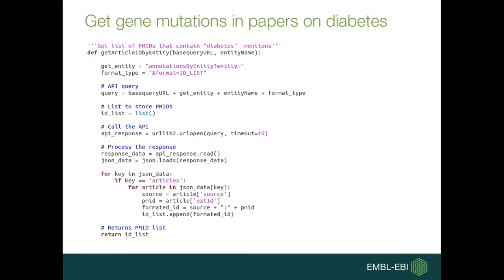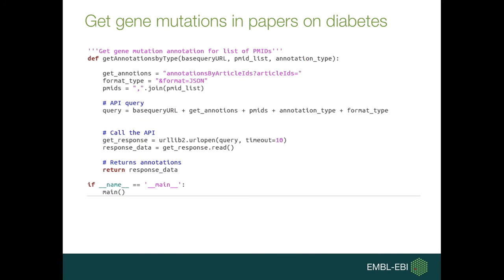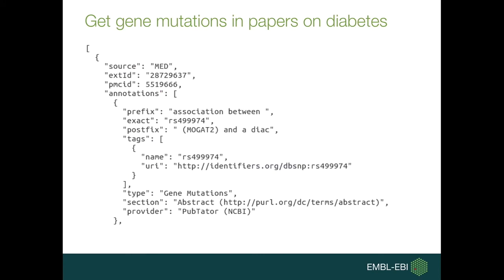Here's how the function IDs looks like. It basically constructs the URL that you will call the Annotations API, use the Annotations by Entity module, define the entity as diabetes, and output in ID list format. The output will be processed as article IDs and will be stored as a list. In the second function, we will call the Annotations by Article IDs module, limit the annotations to gene mutations with the type parameter, input the list that we have retrieved with the first function, and return annotations that we have requested.